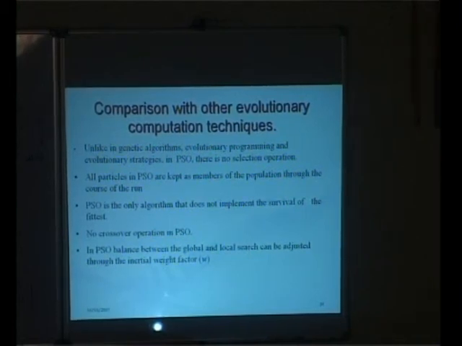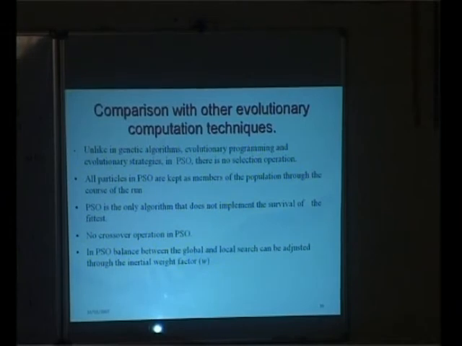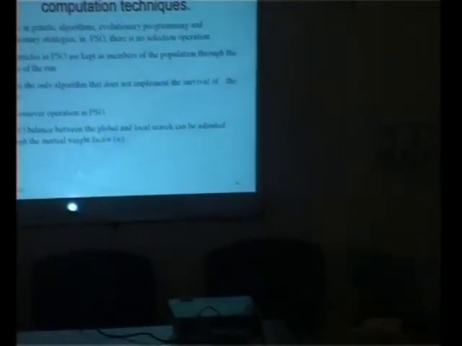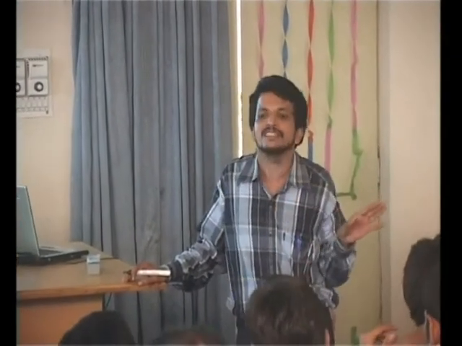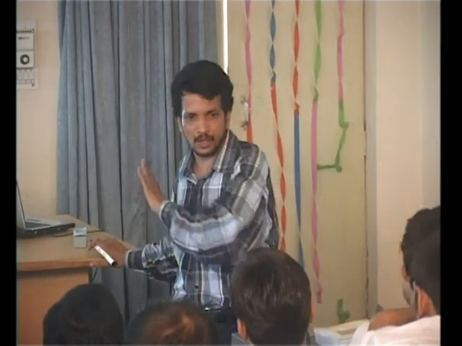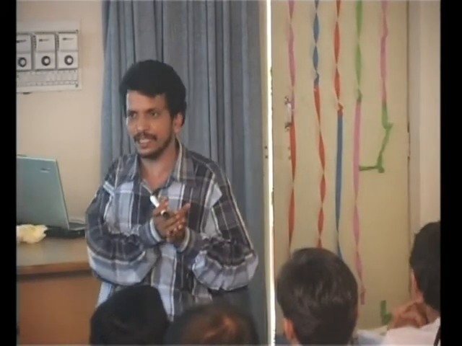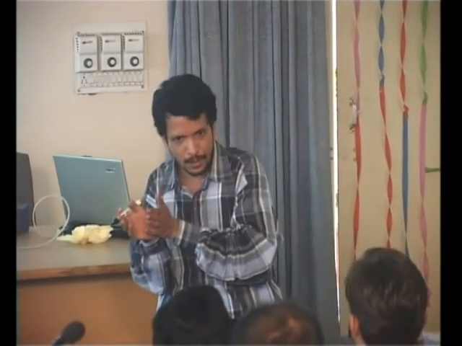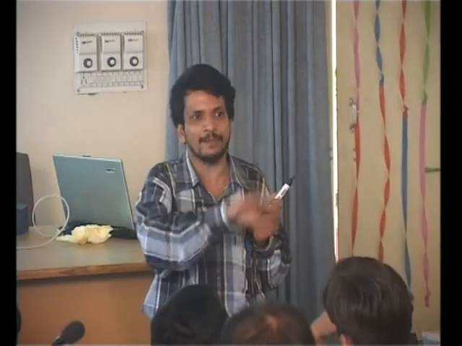So that is regarding the termination. Now this is a simple comparison with the other evolutionary computation techniques. Unlike in genetic algorithm, evolutionary programming and evolutionary strategy, in PSO there is no selection operation. We are not selecting the best one, and the best ones do not compete and survive. That process is not there. In GA there is a selection process, then a crossover process. Here there is no selection process, so one step we have omitted.